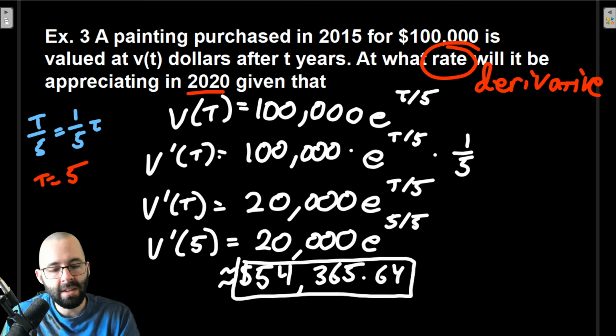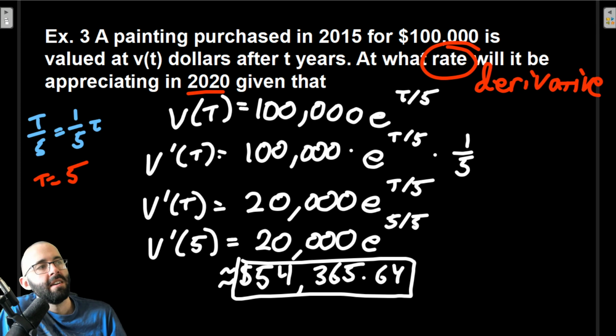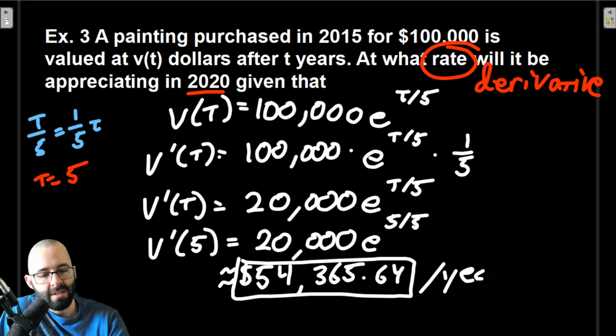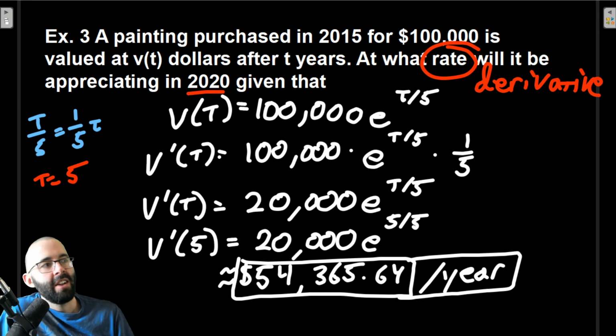So when they purchased it, it was worth 100K. Every year it's getting more and more valuable. And specifically, in 2020, it's going to be worth about an extra $54,000 every year it grows. That's about how much it's going to grow in 2020. So technically dollars per year. These are units. Yeah, this painting is really a hot ticket item.